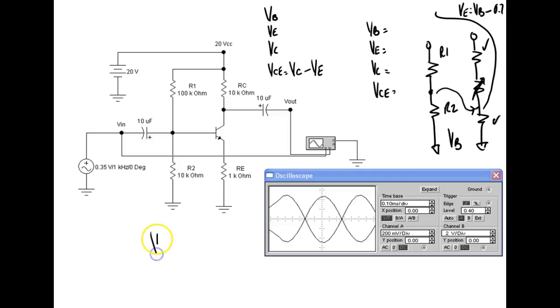VCE, yeah, so V collector to emitter. That means I take my voltage on my collector. VC is measured right here. The only difference between VC and VCC right there is the voltage drop across RC. So that means VC is going to be equal to VCC minus VRC. Kirchhoff's law. Voltage drop.